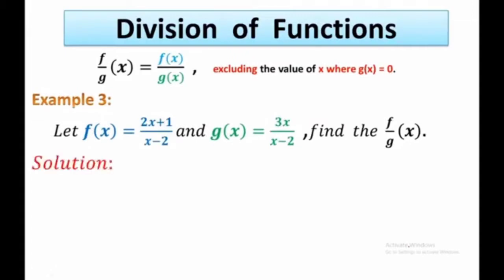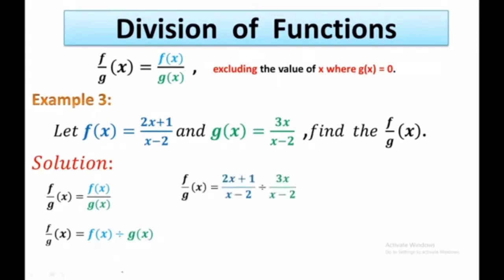Example number 3. Okay, let us try to solve this. F of x is equivalent to 2x plus 1 over x minus 2. And the g of x is equivalent to 3x over x minus 2. So we have two functions here. Now let us replace the function of f and g of x. So f over g of x is equivalent to f of x divided by g of x. Our f of x here is 2x plus 1 over x minus 2. So, pwede nating isulat ng ganito. F of x divided by g of x. Okay, kasi we have two fractions here.